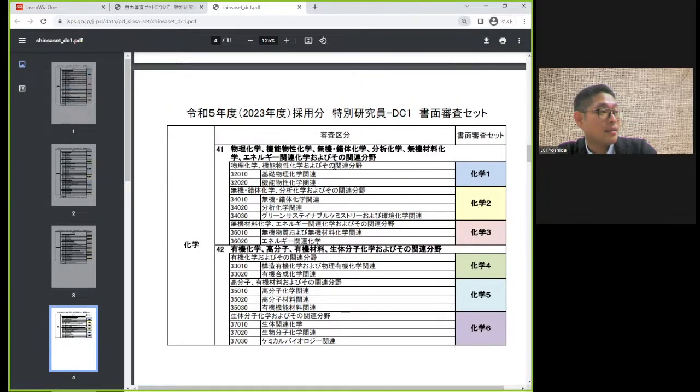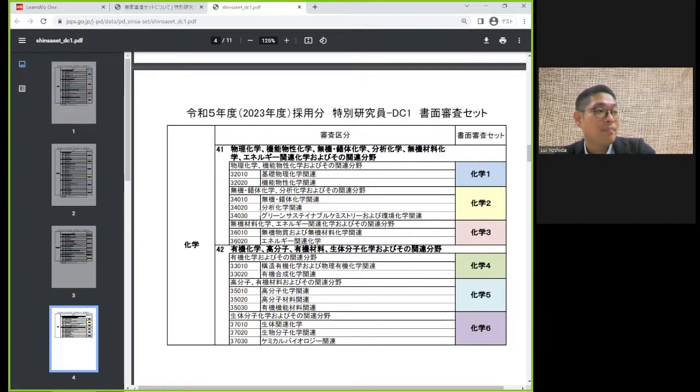There are some review sets, such as chemistry 1, chemistry 2 and chemistry 3. When you apply to the Gakushin, you need to choose which category you would like to apply to. For example, if you majored in green sustainable chemistry, I'm sorry, I don't know much about this, but in this PDF there is the phrase green sustainable chemistry. If you majored in green sustainable chemistry, you will choose this section.